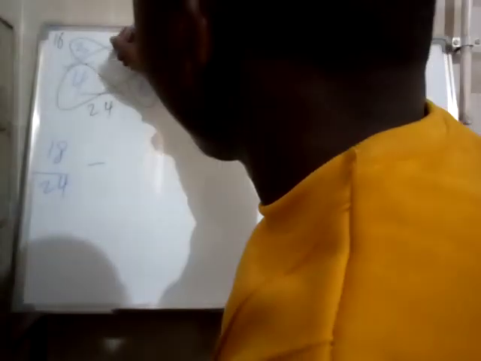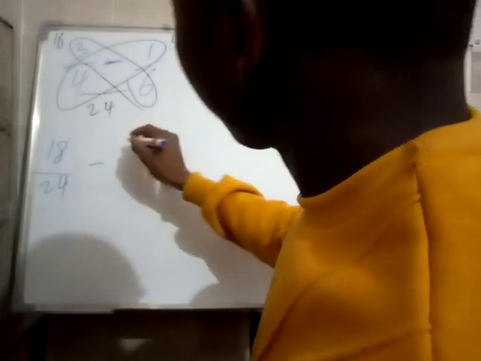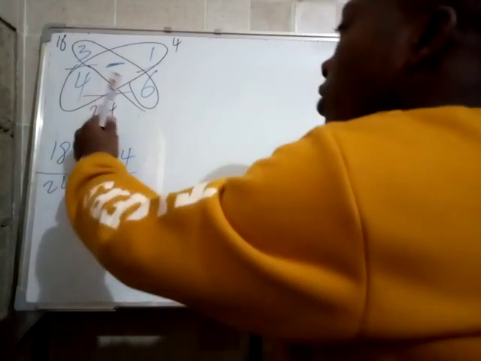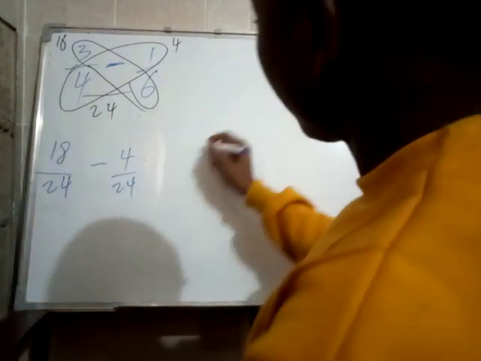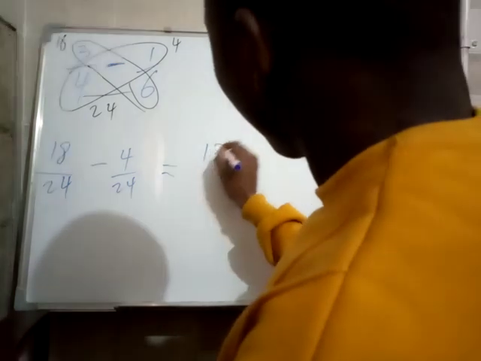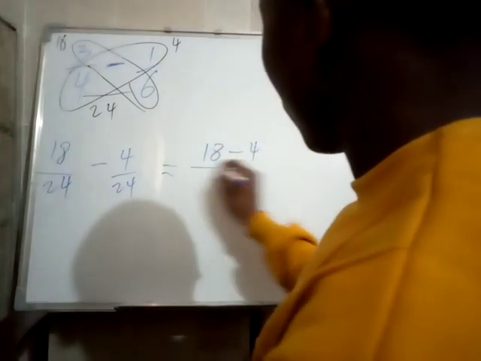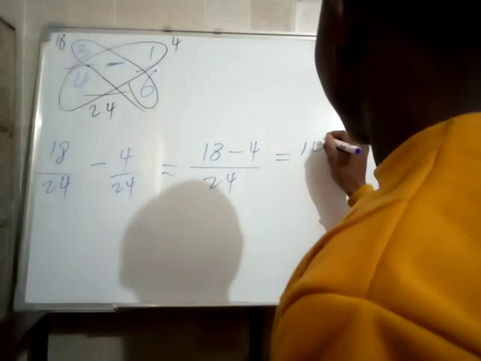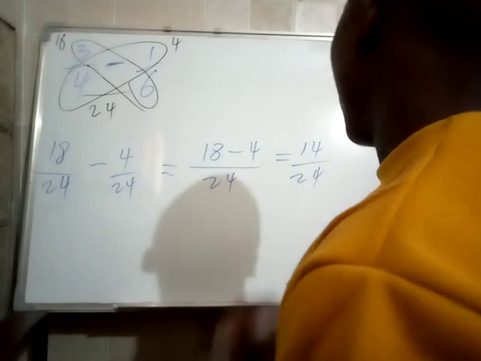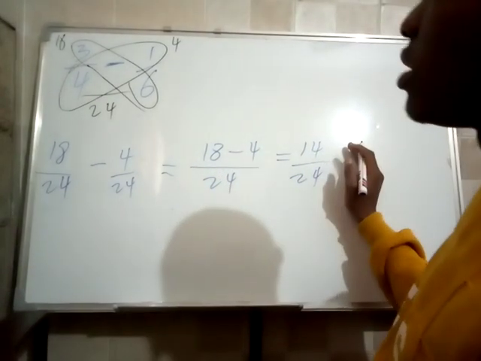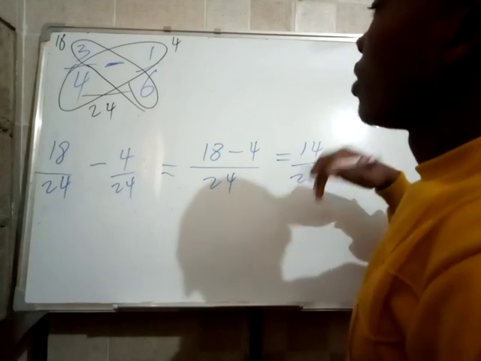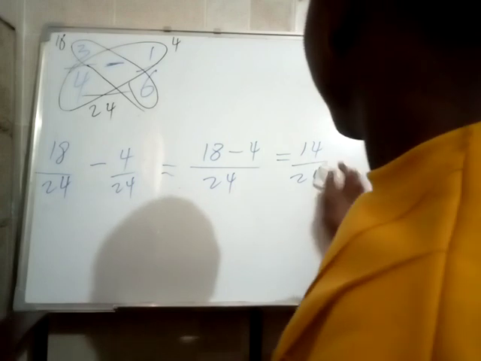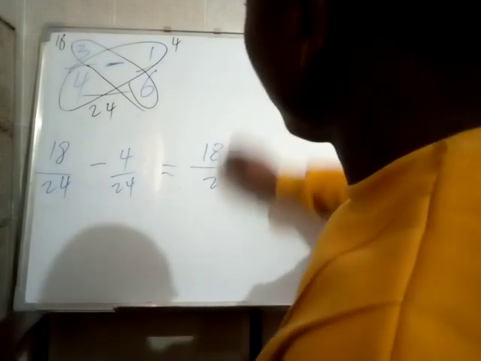Minus, don't forget your sign. The sign here means we're taking away, minus 4 over 24. We have the same bottom number now, so we can take away. Write 18 minus 4 over 24. That equals what? 18 minus 4 equals 14. 14 over 24. This is our answer to 3/4 minus 1/6. This is how we add and subtract fractions with unlike denominators.